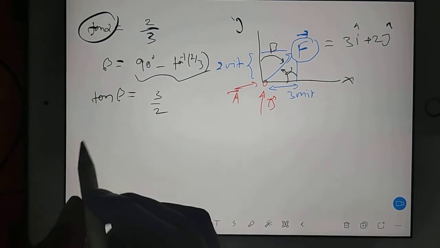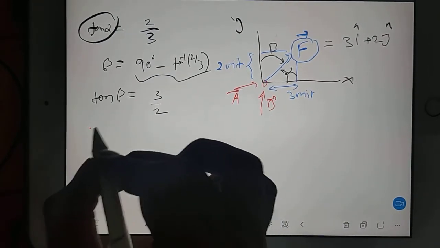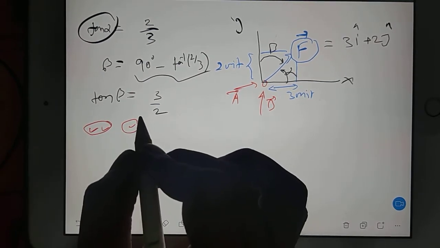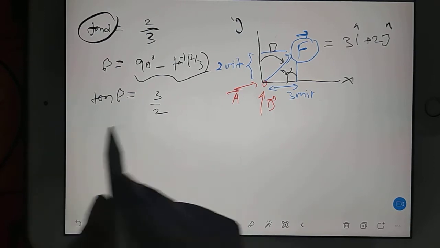Okay, now we have learned how to add the vectors, and we have learned about the directions. Now we'll understand how to subtract.